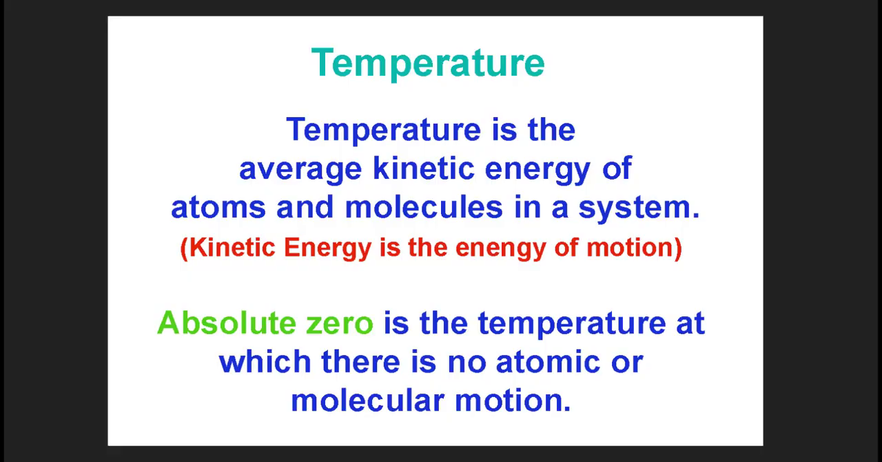Temperature is the average kinetic energy of atoms and molecules in a system. Kinetic energy is the energy of motion. The faster an object moves, the higher the kinetic energy of the object. Now, there is a state in the universe where all motions can stop. This is called absolute zero. This is a temperature at which there is no atomic or molecular motion.